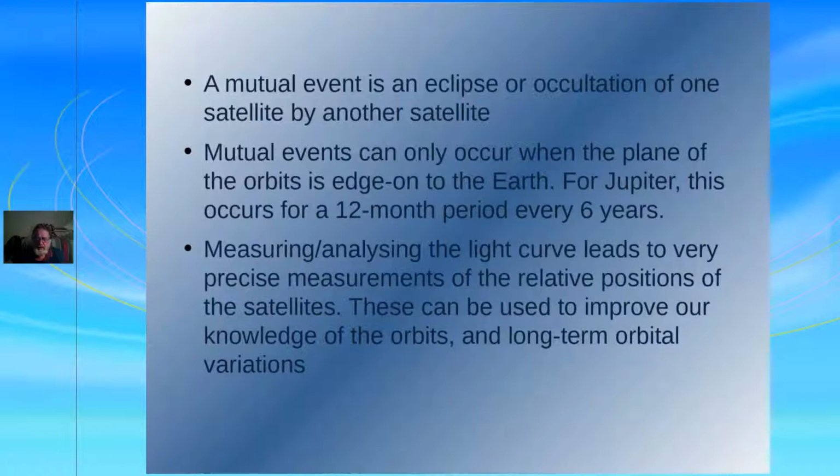Measuring and analysing the light curves leads to very precise measurements of the relative positions of the satellites, and they can be used to improve knowledge of the orbits and long-term orbital variations. One of the things about having an Earth-based telescope observing these things is you've got a long time base. It's a limitation of satellite missions that the satellites tend to be there for only a limited period of time. Next slide.